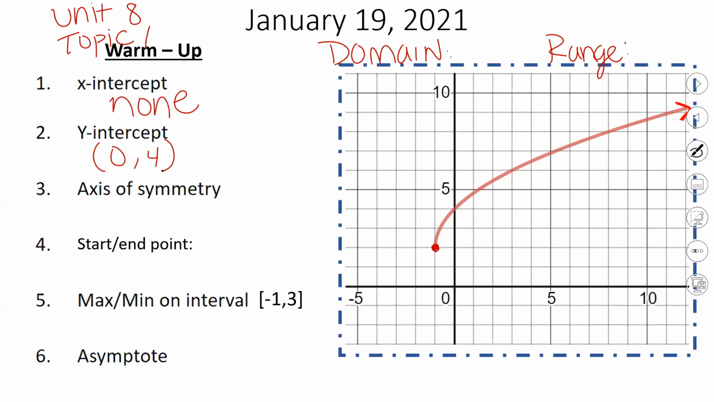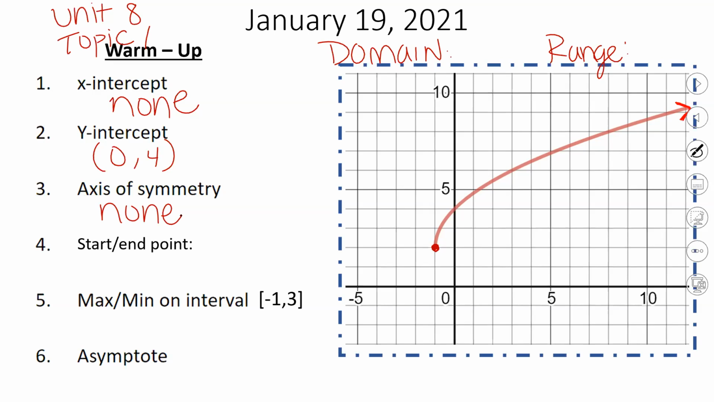Does this graph have an axis of symmetry? No, why not? It's a curve, whereas quadratics have an axis of symmetry. What is an axis of symmetry? It's where you can fold it or cut it in half. There's nowhere I can cut this graph in half, so this does not have one, so I write none.